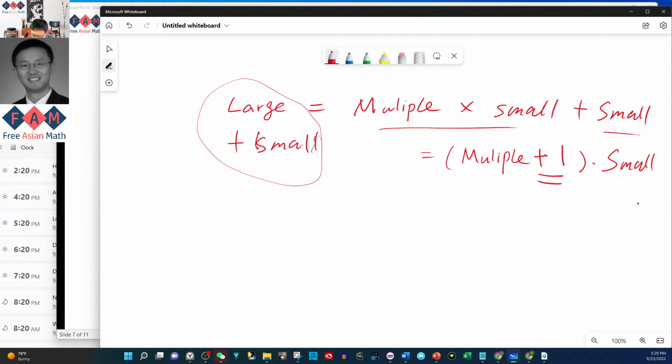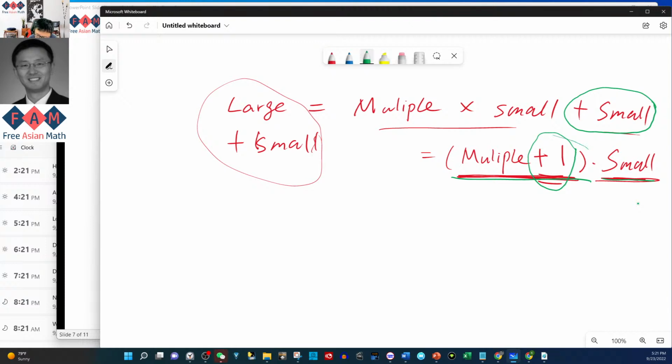This is nothing but what we will run as distributive property, but you should be able to see there's a relationship there. The fact that we have add 1 comes from the fact that we are adding one more copy of small. In other words, you already have, say, a multiple copy. Adding one more copy, what do we get?